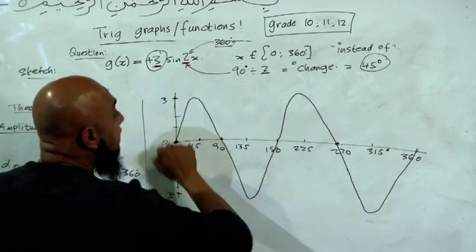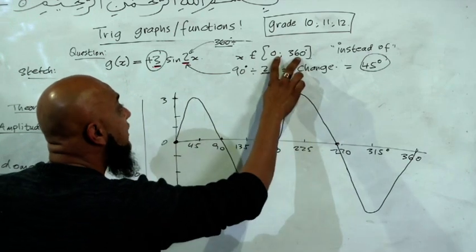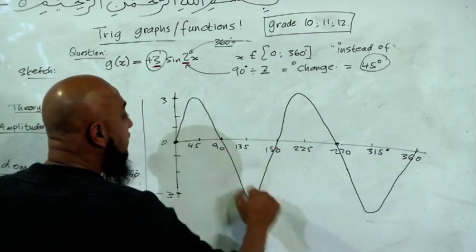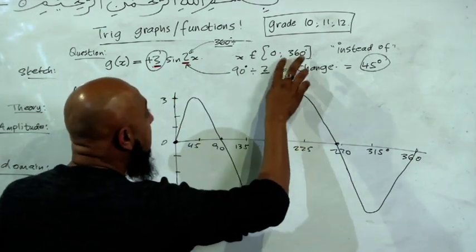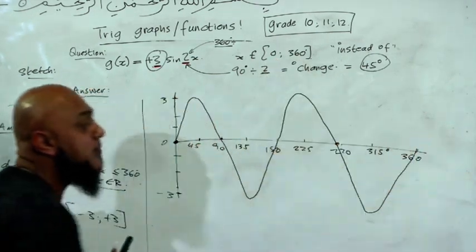That number also tells you how many graphs you're going to have within a domain of 0 to 360. You're going to have 2. There's your one complete sine graph. It will end at 180, but they gave you a domain of 360, so you continue the pattern.